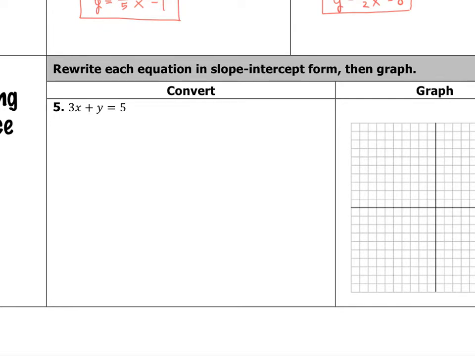So on number 5, I have 3x plus y equals 5. The first step is to subtract 3x from both sides. That gives me y equals negative 3x plus 5. Y is already isolated, so I don't need to divide by anything. So now I can just identify my slope and my y-intercept. My slope here is negative 3, or negative 3 over 1 for graphing it. And my y-intercept, my b value, is (0, 5).